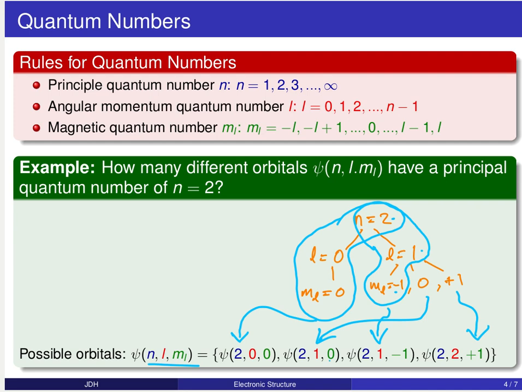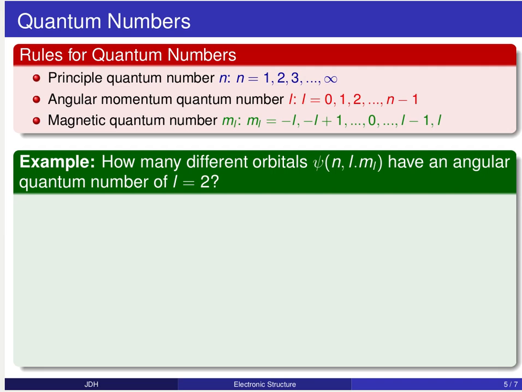So we've listed out all possible orbitals, and then we can count them up. We've got a total of 1, 2, 3, 4 different branches. So the answer to our question is 4. There are 4 different orbitals, all of them listed right down here, that have a principal quantum number of n equals 2.